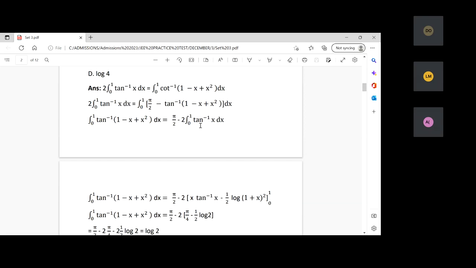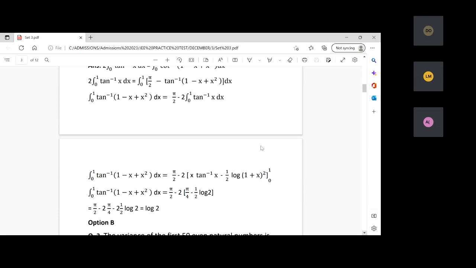So you can use integration by parts. You can assume it as tan inverse x into 1 and solve it. So here this will be pi by 2 minus 2 into, the term will be x into tan inverse x minus 1 by 2 into log of 1 plus x whole square, with the limits from 0 to 1. If you know how to manipulate and rearrange these things, then you will be able to solve this question within minutes. It will not consume a lot of time from your side.